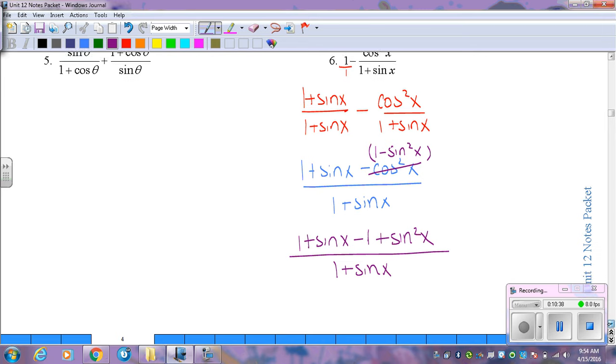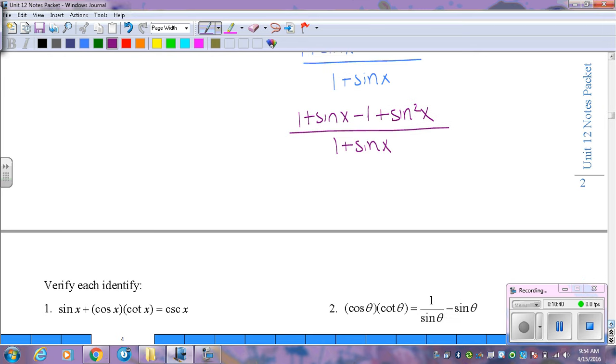All right, now I've got to do a little combining of like terms and cleaning this up here. So I have a positive 1 and a negative 1, so those are going to be 0. And now I have sine squared x plus sine x all over 1 plus sine x.